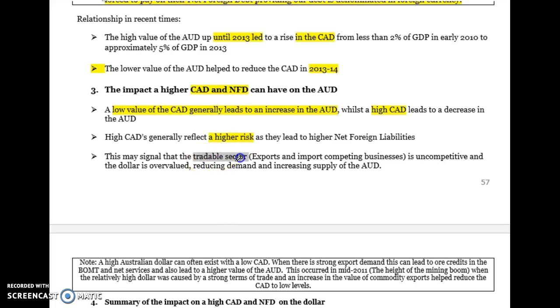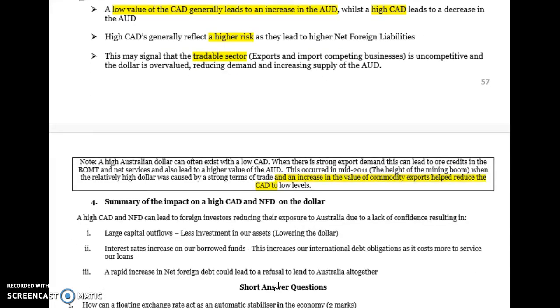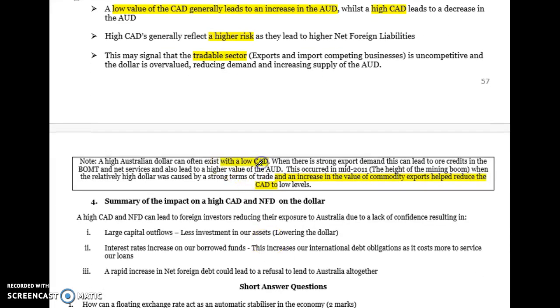It's also a sign that our tradable sector is doing quite poorly, so that may be a sign that the Australian dollar is likely to depreciate as well, as there's less demand for exports, so more supply and less demand for the dollar. A high Australian dollar can exist with a low CAD. It can happen, and that will generally occur when there's really strong export demand, and therefore that's caused the dollar to appreciate, like at the height of the mining boom. And the CAD is low because we're getting such a high volume and value of exports coming into the country. So when the commodity prices were really high, it led to a high dollar and also a low CAD because of what caused the exchange rate to go up in that case.